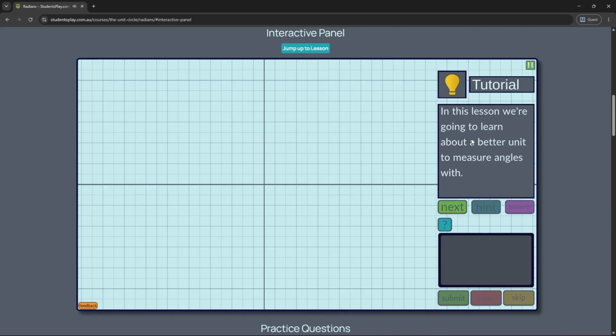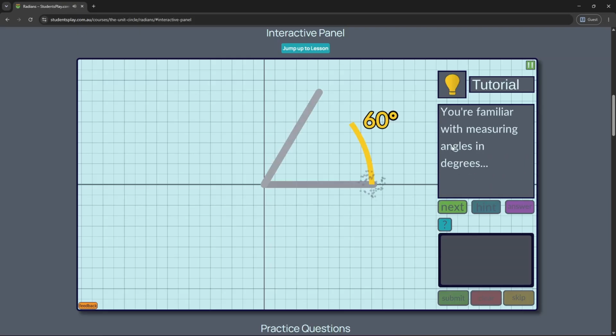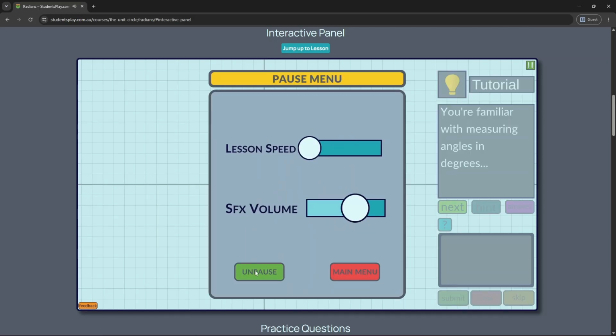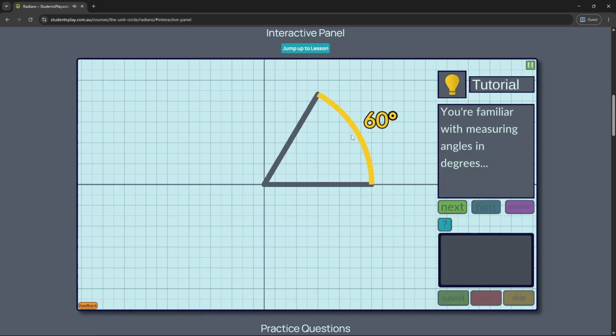In this lesson, we're going to learn about a better unit to measure angles with. The unit circle is a good place to start using them because having the radius of one unit makes the numbers nice and simple while you get used to it. You're familiar with measuring angles in degrees. Just going to pop the lesson speed down there. Okay, so degrees, that's 60 degrees there.